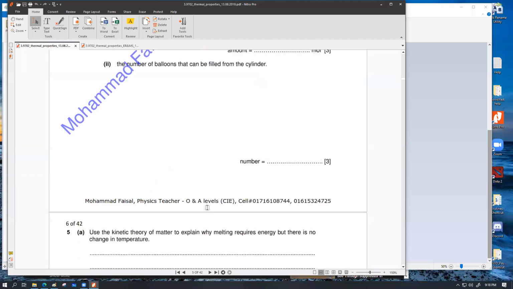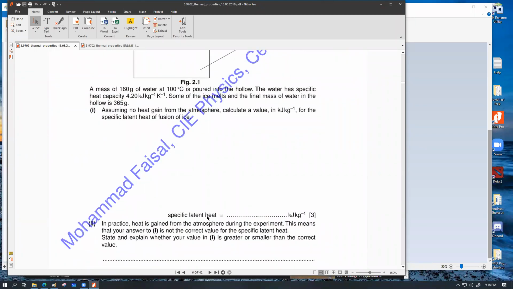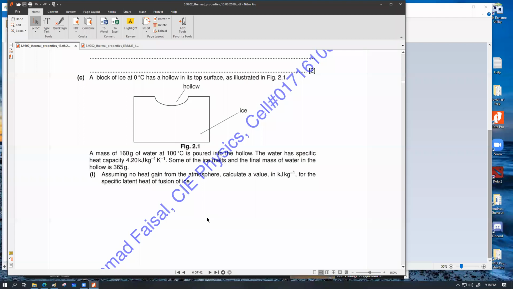Well, capital T stands for absolute temperature. Theta stands for degree Celsius.